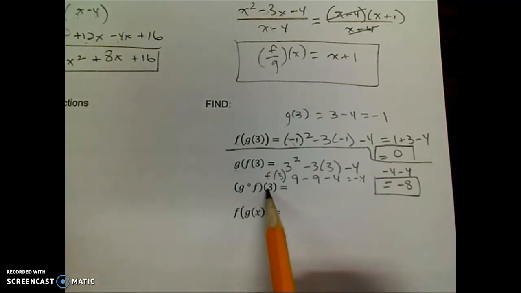G of f of 3, and then f of g of x. So let's take a look at what's going on with this. Here we're not given an input at all.